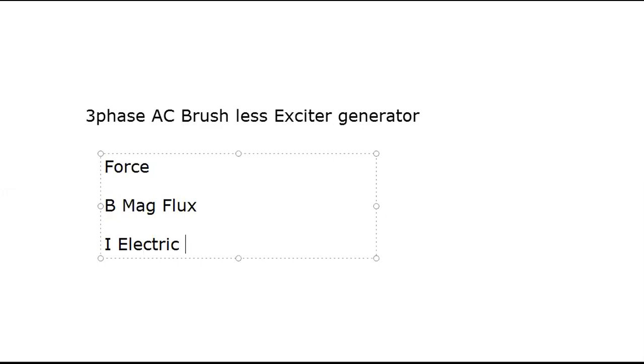What do I need from a generator, from these three? Do I need force? No. Do I need magnetic flux? No. I need to get electricity to supply the ship. Is that right? Somebody answer me. What do we need from the generator? We need to generate power.